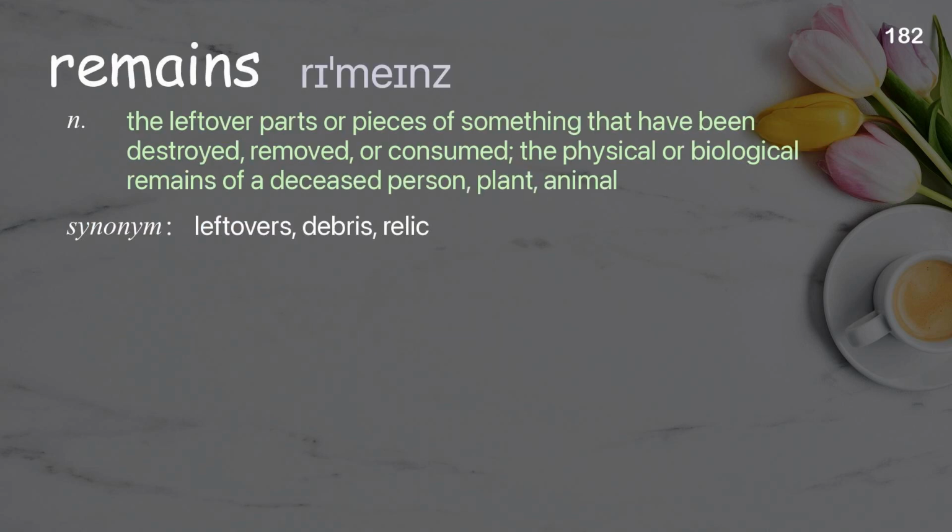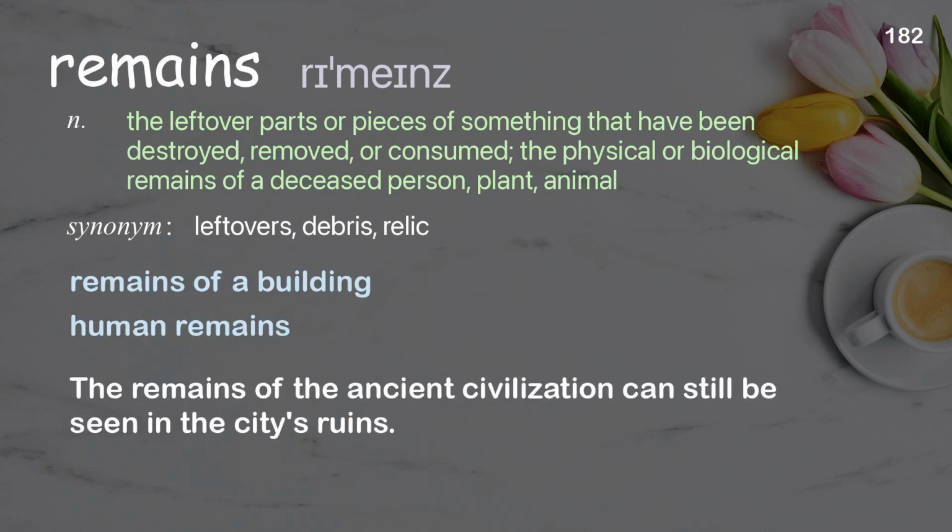Remains. The leftover parts or pieces of something that have been destroyed, removed, or consumed, the physical or biological remains of a deceased person, plant, animal. Examples: Remains of a building, human remains. The remains of the ancient civilization can still be seen in the city's ruins.